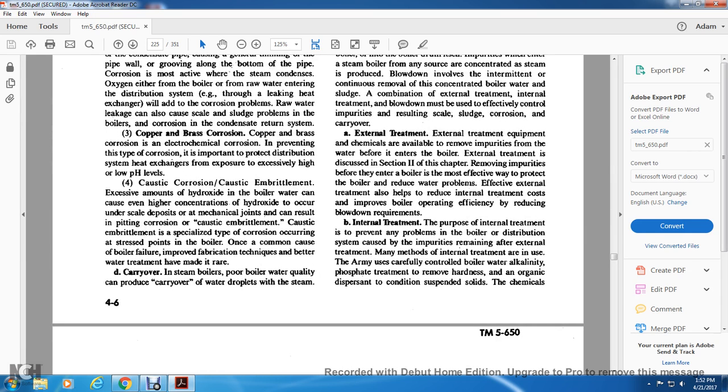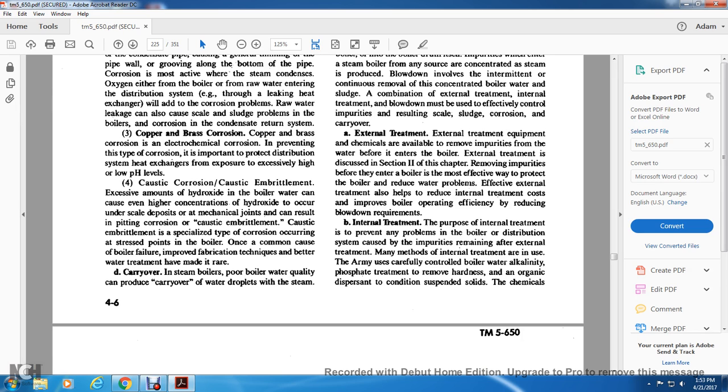External treatment. External treatment equipment and chemicals are available to remove the impurities from the water before it enters the boiler. External treatment is discussed in Section 2 of this chapter. Remove the impurities before they reach the boiler. This is the most effective way to protect the boiler and reduce water problems. Effective external treatment also helps reduce internal treatment costs and improve boiler operating efficiency by reducing the blowdown requirements.